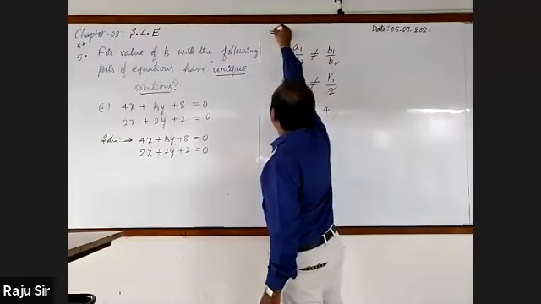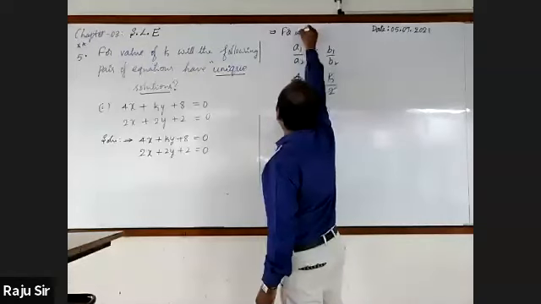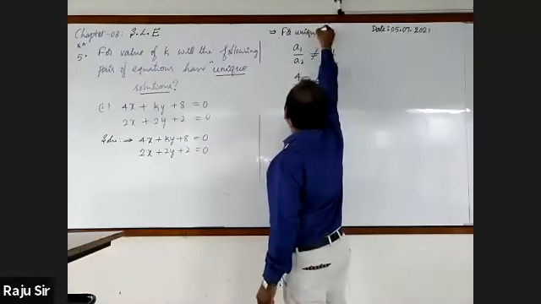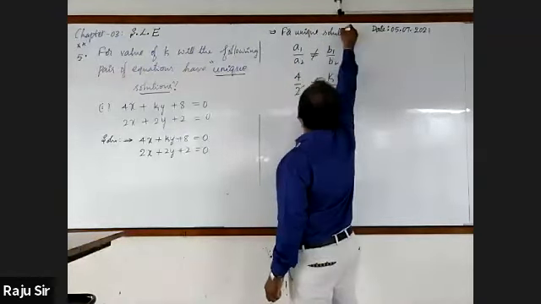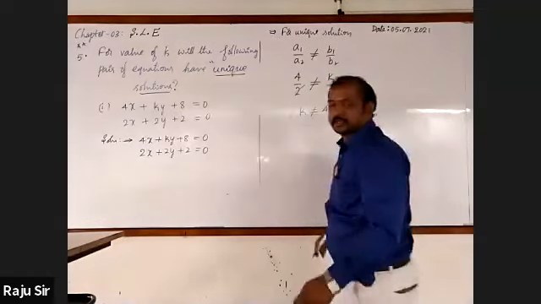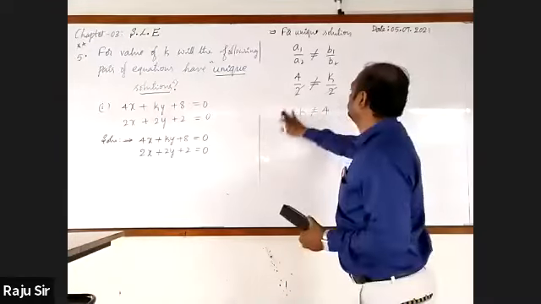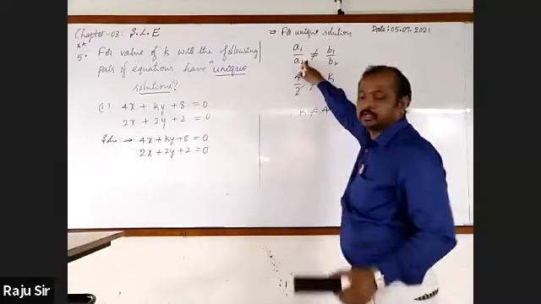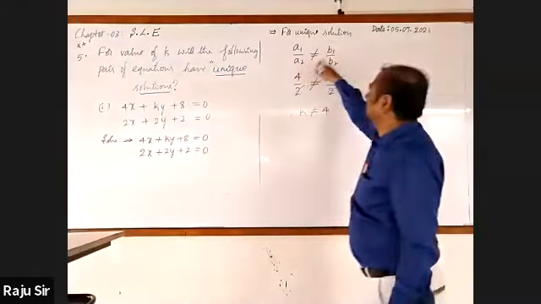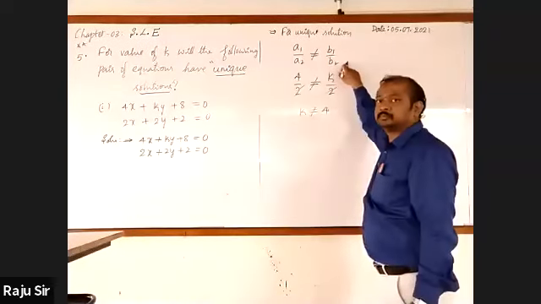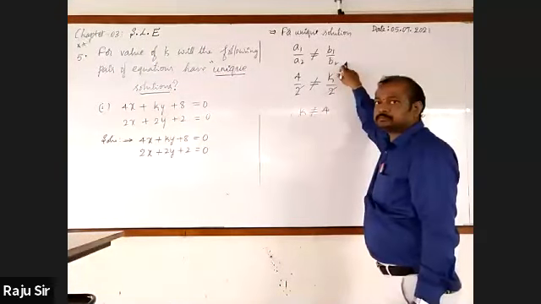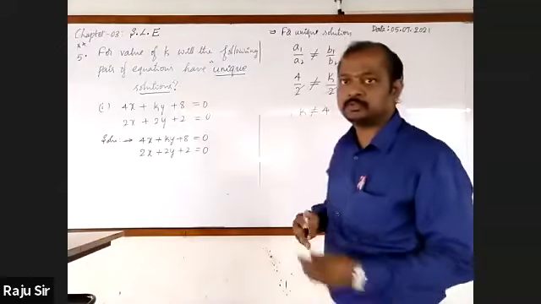Right here, put the symbol for unique solution. For unique solution, write the condition: A1 by A2 is not equal to B1 by B2. Then substitute.